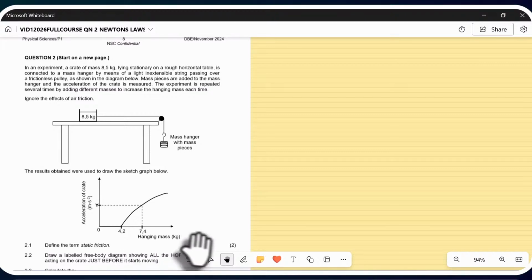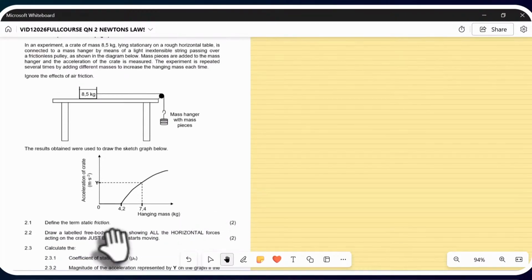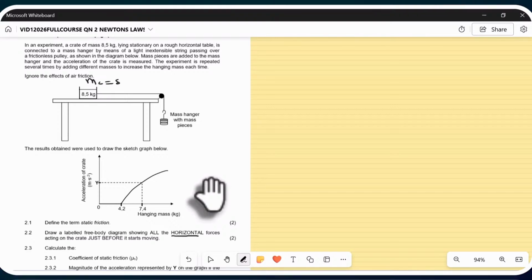Now they say here also to draw a labeled free-body diagram showing all the horizontal forces acting on the crate just before it starts to move. Note they're saying horizontal, so don't be in a hurry. Please answer the question: horizontal forces, not vertical. This is the crate here. The mass of the crate, MC, is 8.5 kilograms.